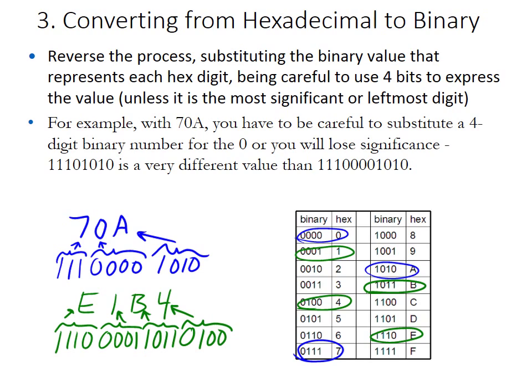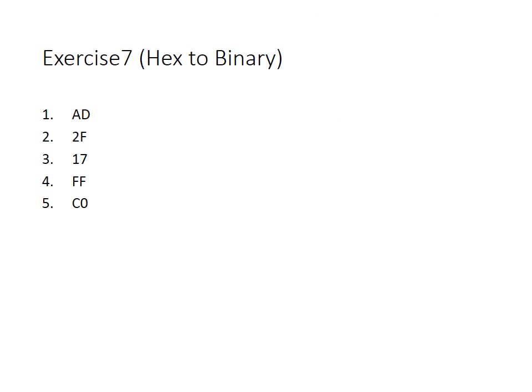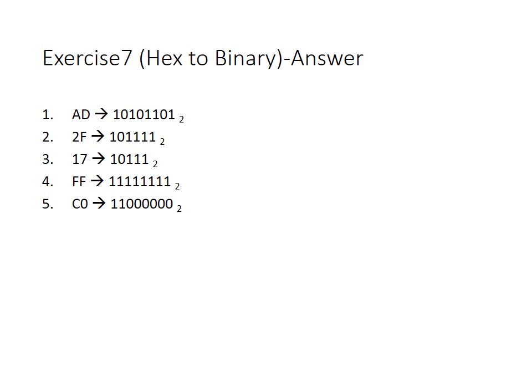For another example, with E1B4, E is 1110, 1 is 0001, B is 1011, 4 is 0100. So it is 1110 0001 1011 0100. Convert hex to binary. This is the answer.